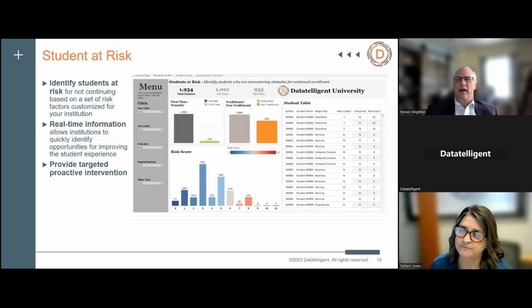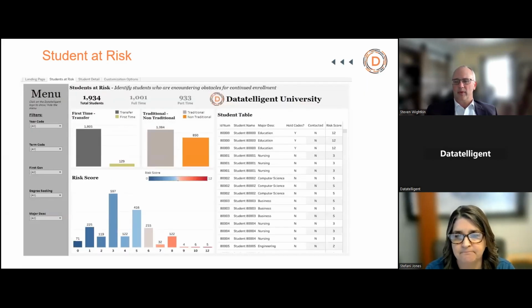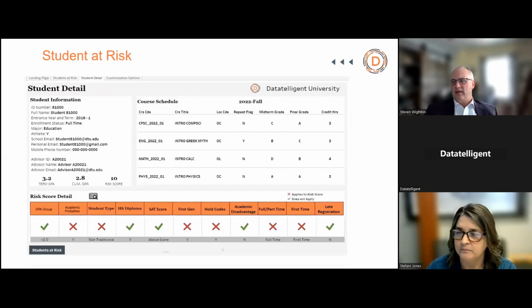Let me move on to the next one. This is students at risk or retention. This solution is meant to be a dashboard that provides you real-time information on how your students are doing, and identify those that may be at risk for not coming back based upon identified risk factors that the school deems important. What's nice about this too, and I'm going to go up here a little bit to show this bigger, is that at the student table on the right-hand side, you're able to drill into that to see more detail around that student.